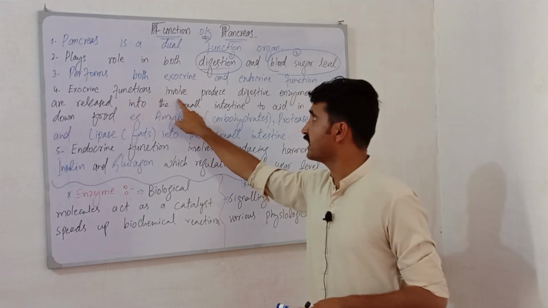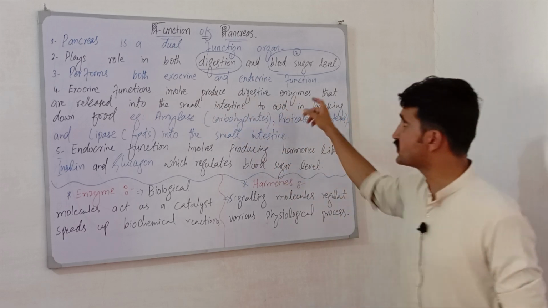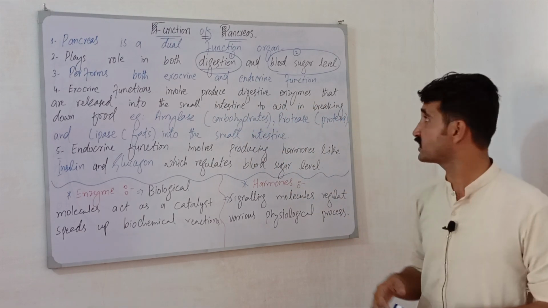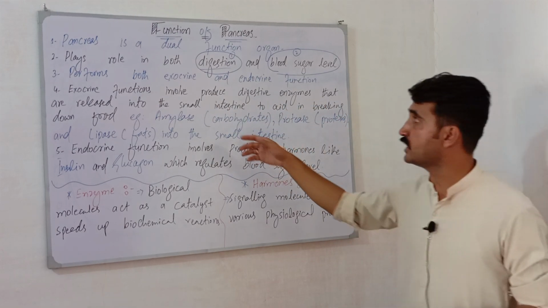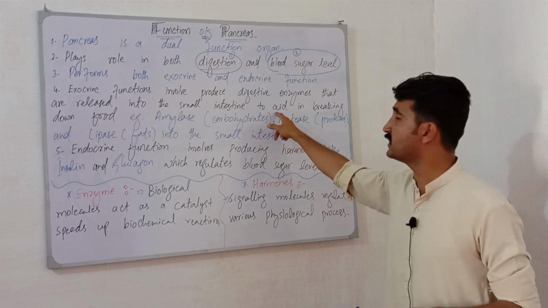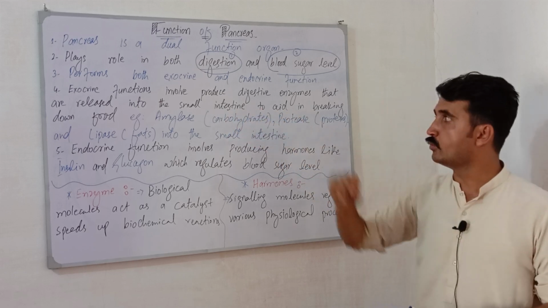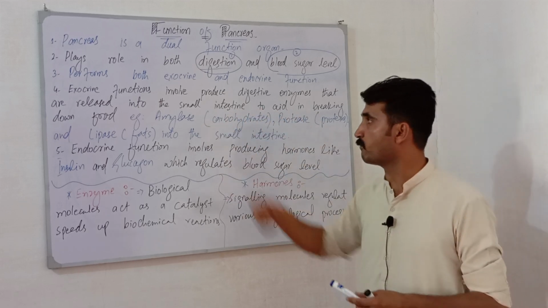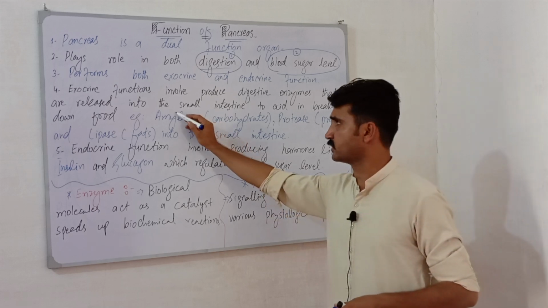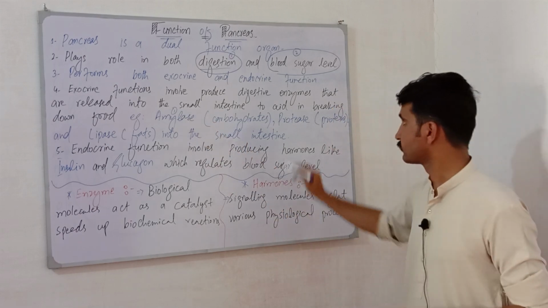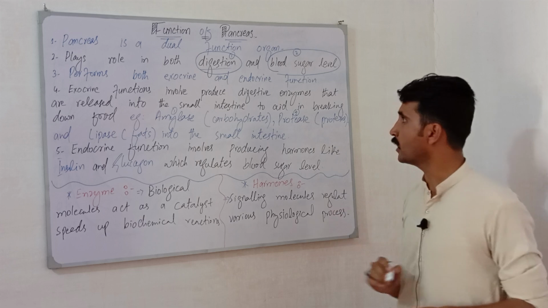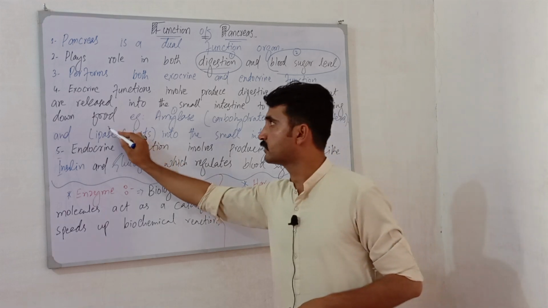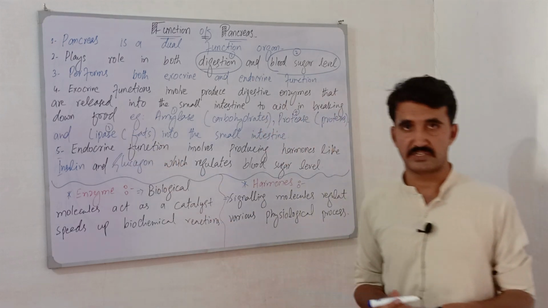Exocrine functions involve producing digestive enzymes that are released into the small intestine to aid or help in breaking down food. There are 3 examples of enzymes. First one is amylase, second one is protease, and third one is lipase.